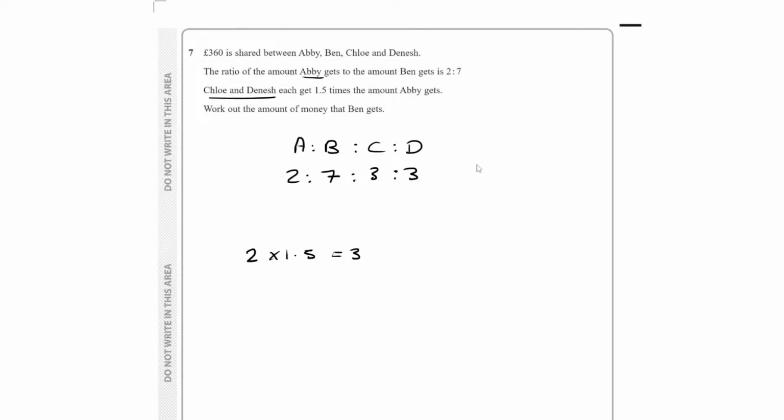Obviously then, all I need to do is just share out the ratio. So if you add it up, you get 15 parts. 360 divided by 15 is 24. So they get 24 each, and then they've only asked for Ben. So I only care about Ben. I don't really care about anyone else. 7 times the 24. And that gives me 168.